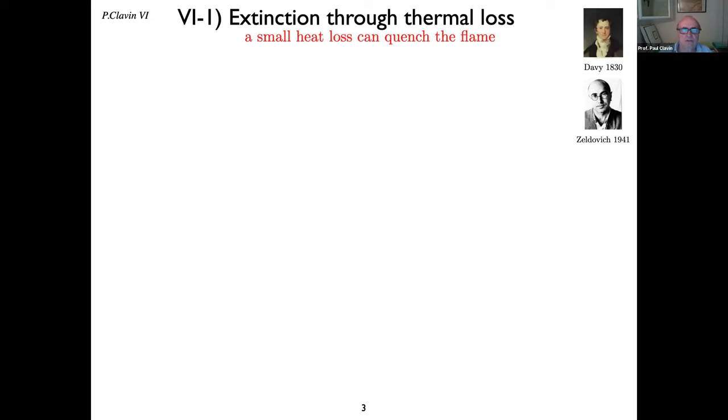This was recognized very early, at the beginning of the 19th century, by Davy: when you make a flame propagate in tubes of smaller and smaller diameter, below a certain small value of the diameter, the flame can no longer propagate. This is because the heat loss to the wall is too strong. And it turns out that a small heat loss compared to the chemical heat release can quench the flame.